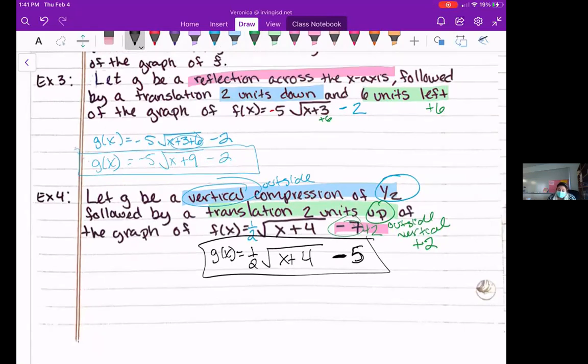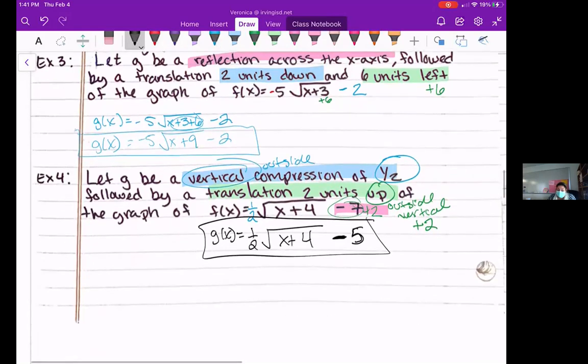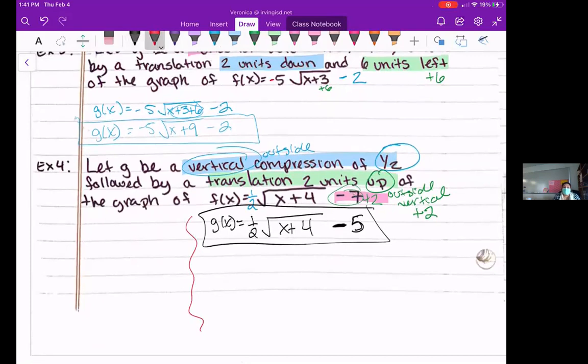Now, where it would get a little messy is if I would have asked for a horizontal compression instead. If I would have asked for a horizontal compression with a translation 2 units up, that would have been a little different, okay? So just so that y'all can kind of see what that would look like. You're not going to do that in here as much. You really do that more in pre-cal, but it's good to get exposed to it. So let's say instead I ask for a horizontal compression of 1/2. I'm not going to change the number, right?